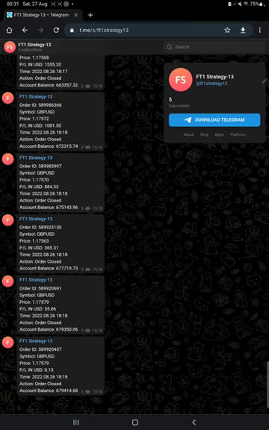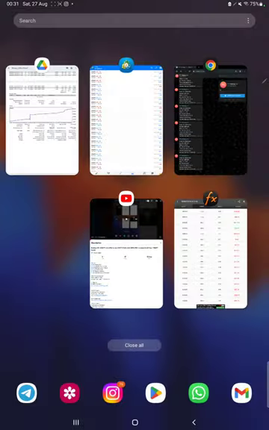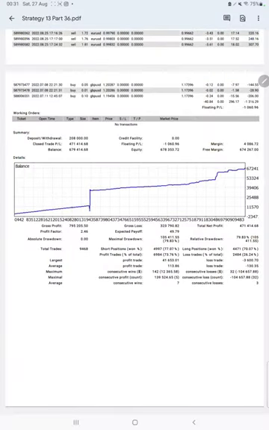Also the MT4 to Telegram is connected, so you can verify by joining this channel FT1 strategy 13, each trade with their order ID and how much profit and loss we have booked, at what time we have entered the trade. All the details you can check here, and the most important, the trading account statistics from the statement.